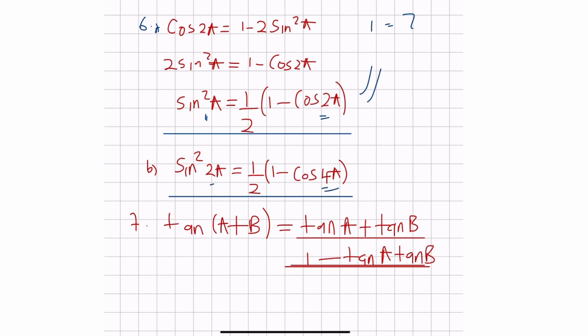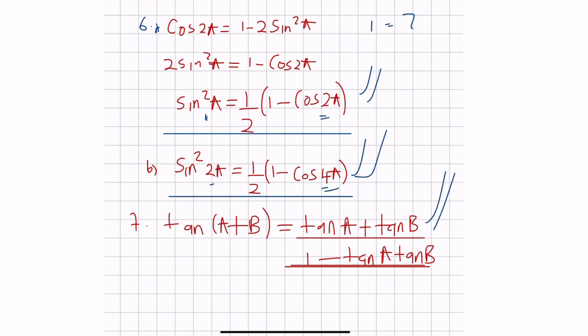Then from there, another identity that we also have is tan. So it's tan of A plus B. The standard identity of that is tan of A plus tan of B, you just expand the upper part, the numerator, over 1 minus tan of A, tan of B. So this is also another standard identity that we have.